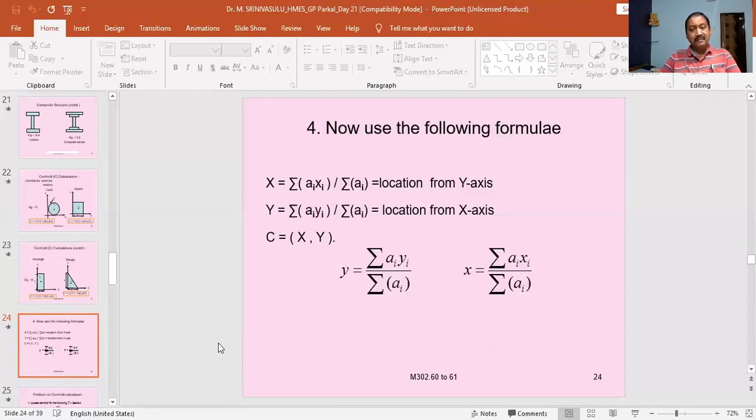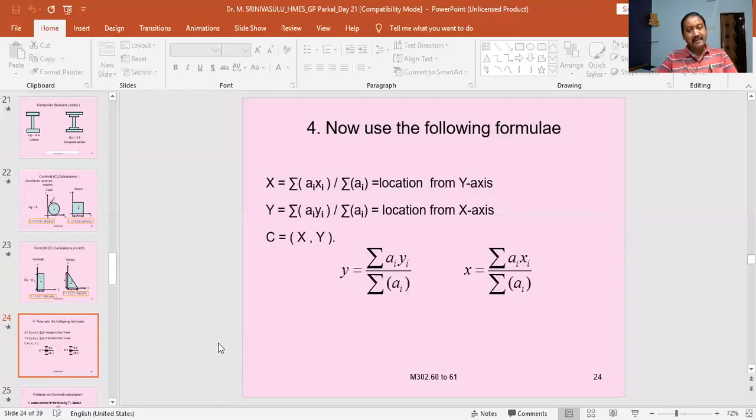For example, if the given problem has three standard areas, then y is equal to a1 into y1 plus a2 into y2 plus a3 into y3 by a1 plus a2 plus a3.